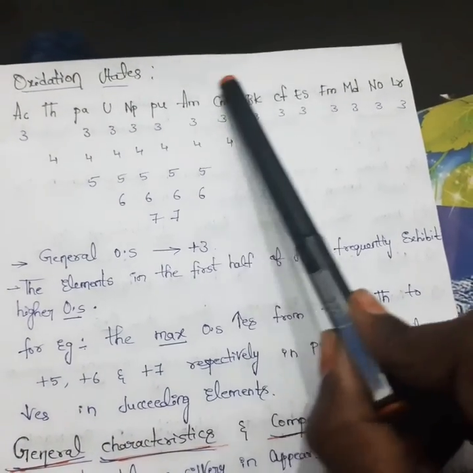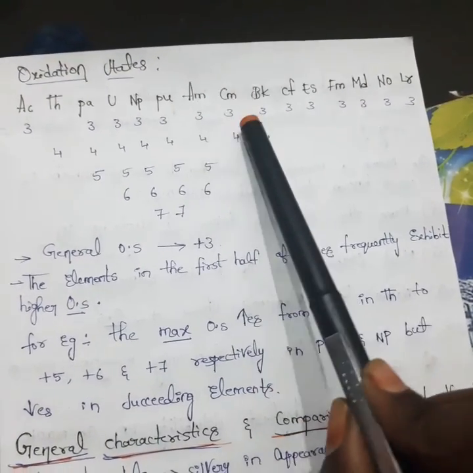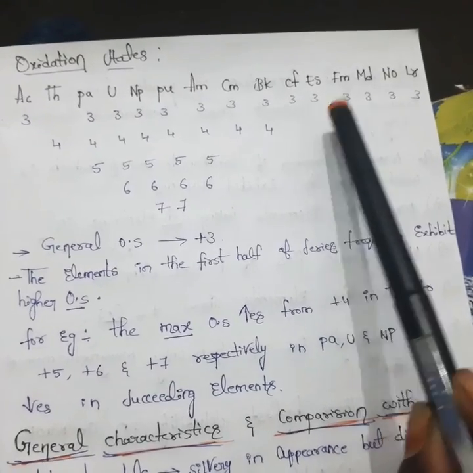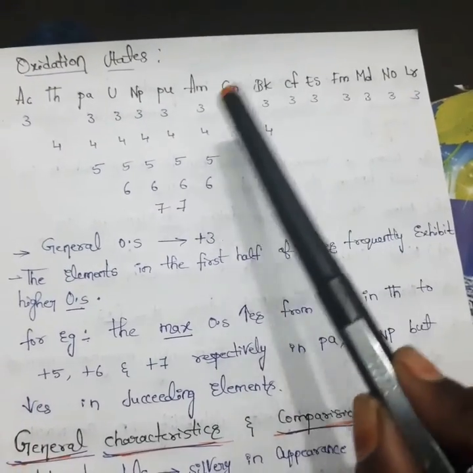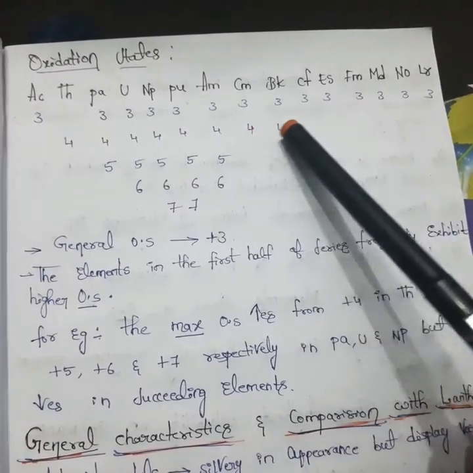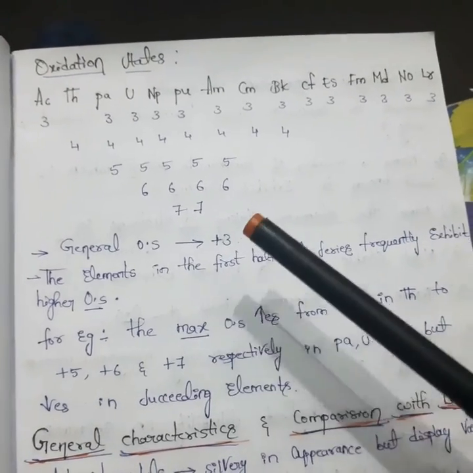Means if we observe the oxidation state in the next half of the series, here the oxidation state is gradually decreasing. Okay, that's it.